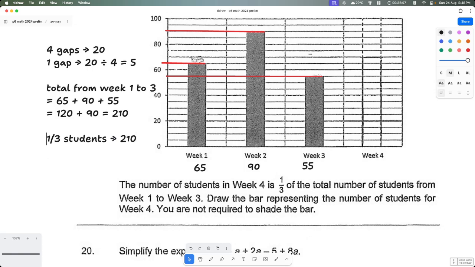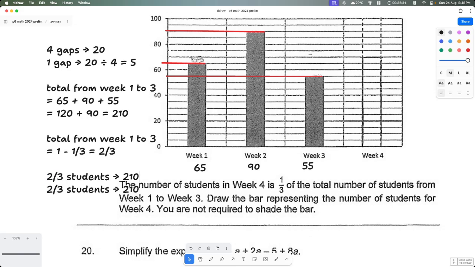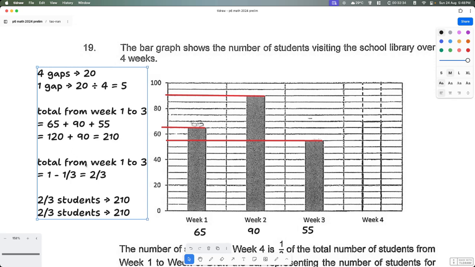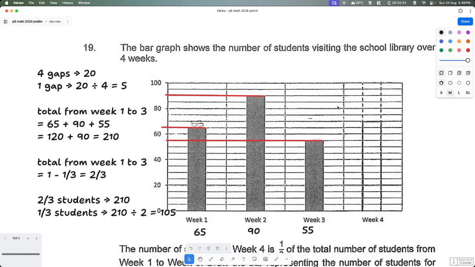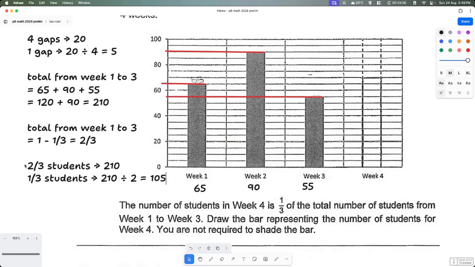Okay, so wait, sorry. That means the total from week 1 to 3 is also equal to 1 minus one third, which is two thirds. So that means two thirds is 210. Then one third of students is equal to 210 divided by 2, which is 105. Oh, sorry. So week 4 is just one third. My bad.